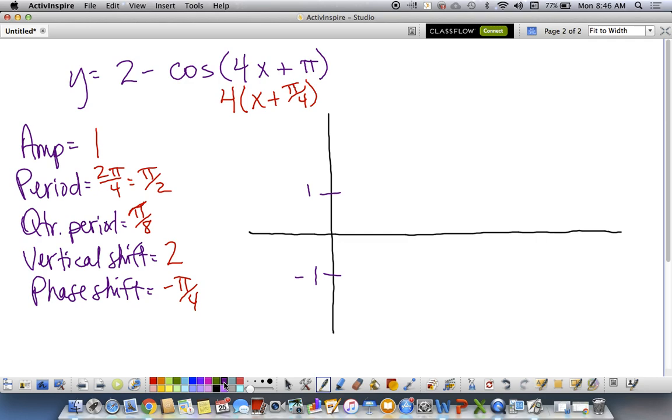We're starting at 0. We're adding pi over 8 plus pi over 8, 2 pi over 8, which is pi over 4. 2 pi over 8 plus pi over 8, 3 pi over 8. 3 pi over 8 plus pi over 8, 4 pi over 8, which is pi over 2.